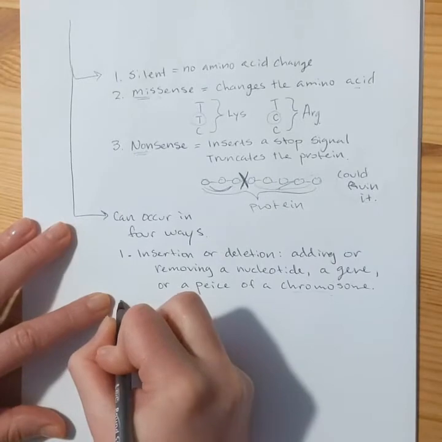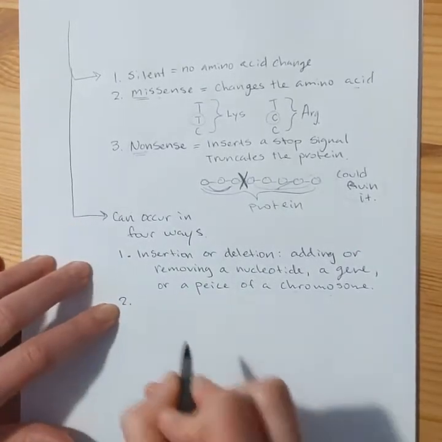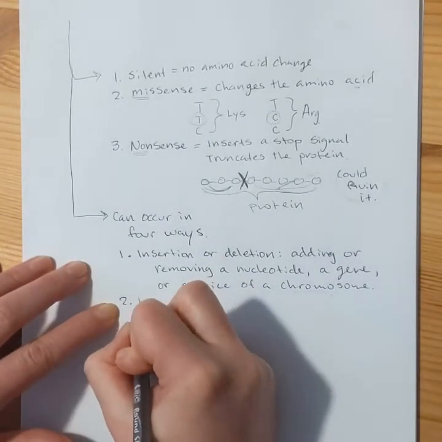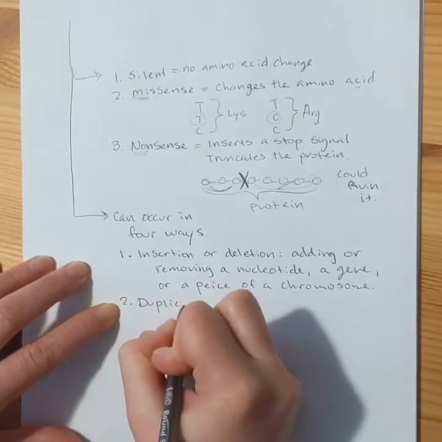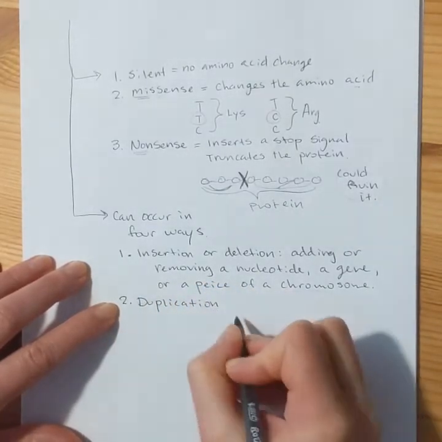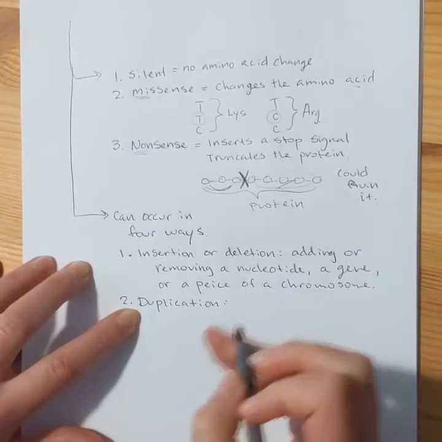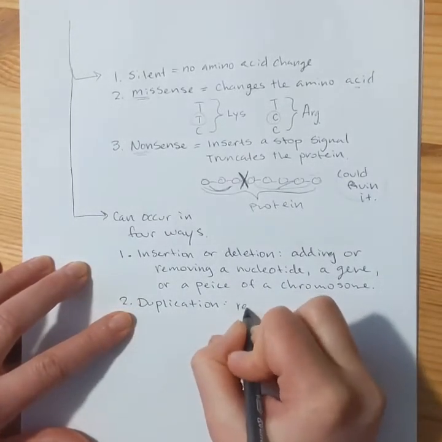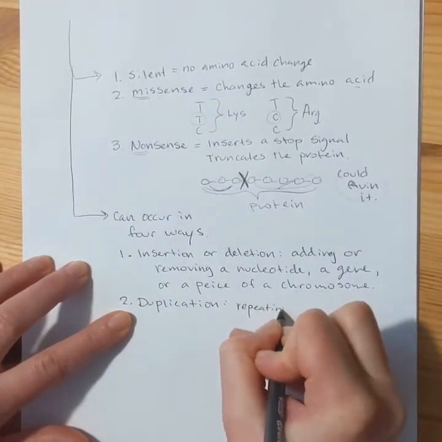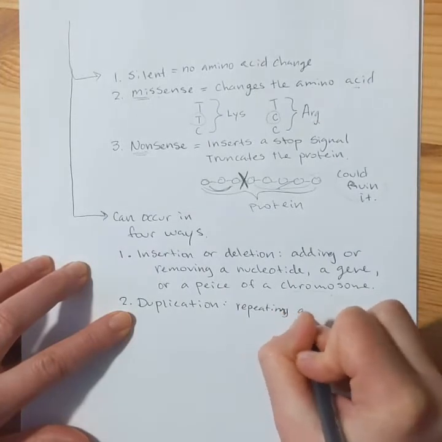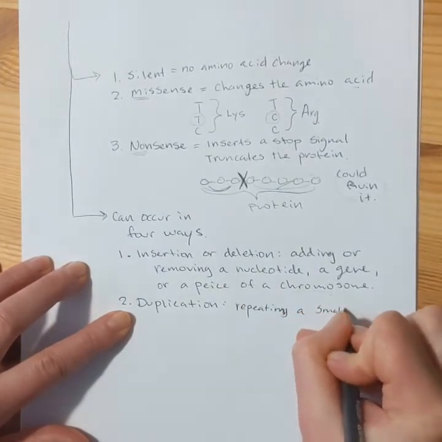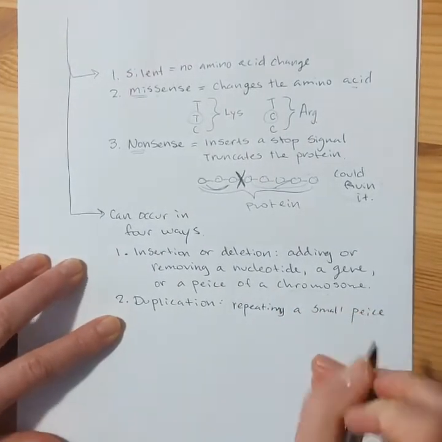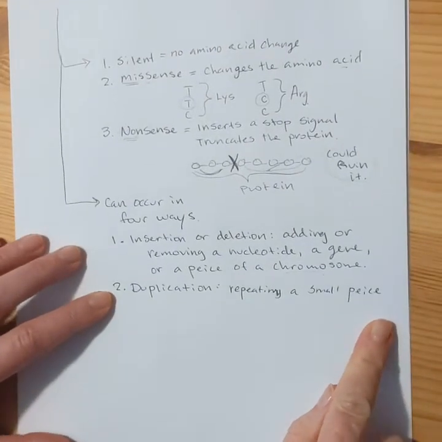The second type of way we can mutate our DNA is through a duplication. A duplication is taking a piece and repeating it. So, repeating a small piece of it.